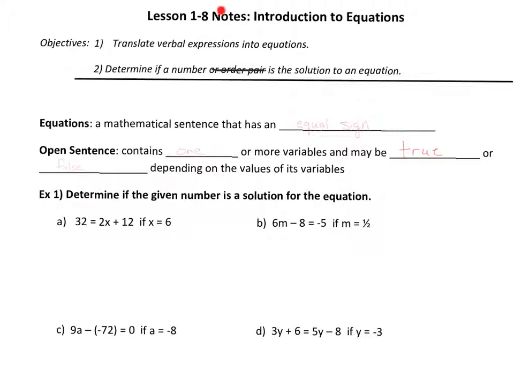All right, we're going to be looking at lesson 1-8, and it's just an introduction into equations. Okay, we have two objectives here. One, we're going to be translating verbal expressions into an equation form, so very similar to something that we did early in chapter 1. And then we're also going to determine if a number is a solution of an equation.